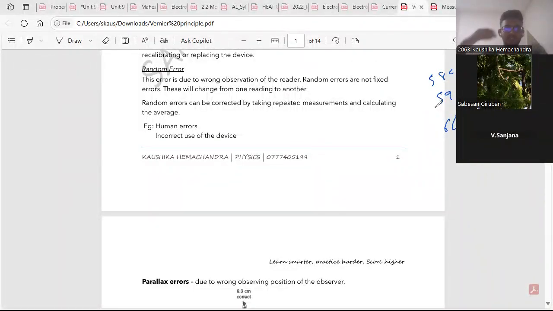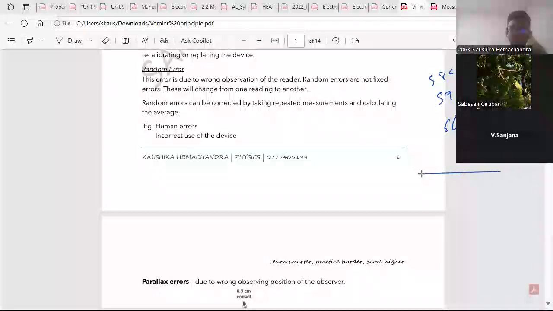Random means something that happens randomly, you can't predict it, right? Random means cannot be predicted. So that means it changes from observer to observer, so that is a problem with the observer. One reader might take the correct observation, someone else might take another, right? So how do we prevent it?